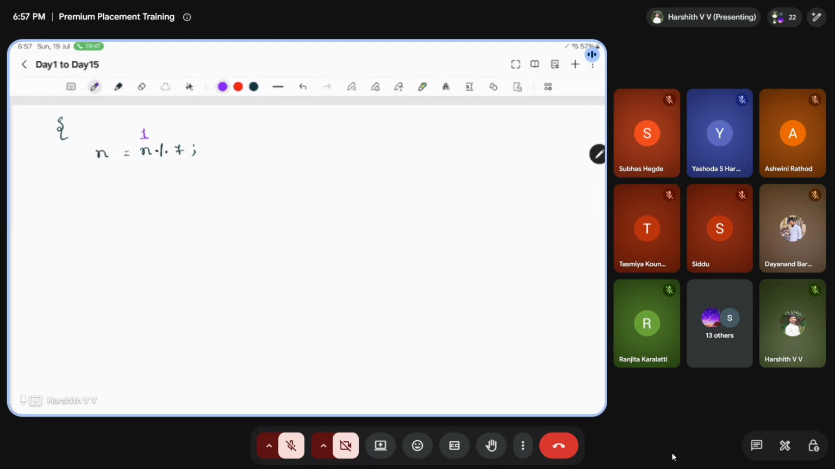Suppose the user enters n is equal to 1. What is 1 modulus 7? 1 only. So it will not affect it. Only if it is greater than 7, it is going to change it. This is the first step.